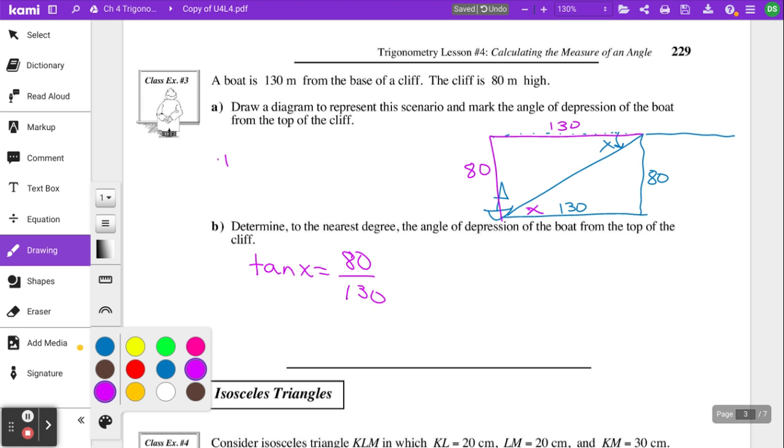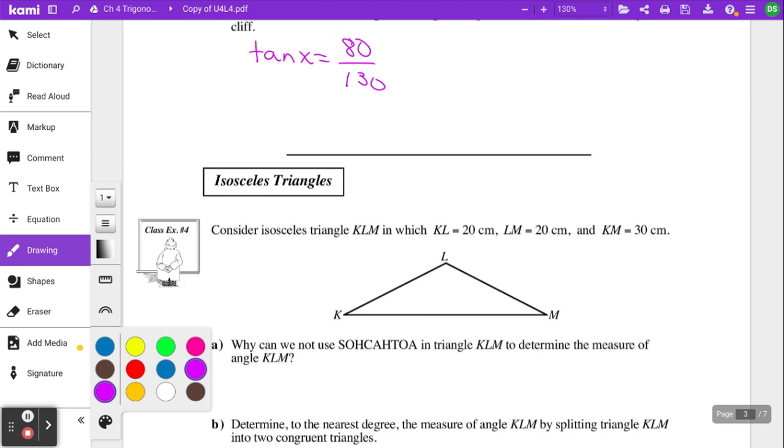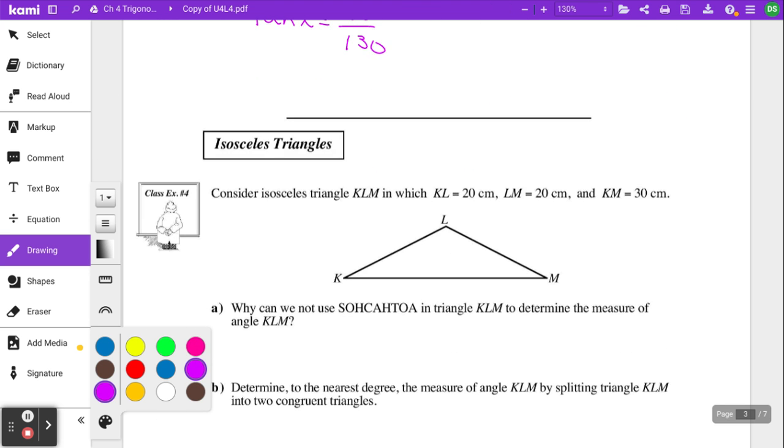You good? Make sense? Okay. Anybody find the answer for me? Hannah, did you? No. 32 degrees to the nearest degree. So X is 32 degrees. Okay, good.